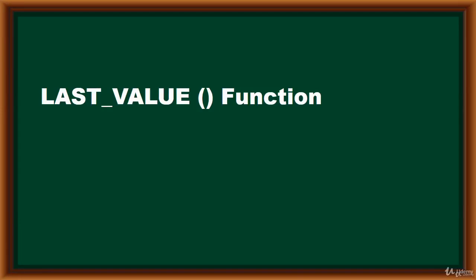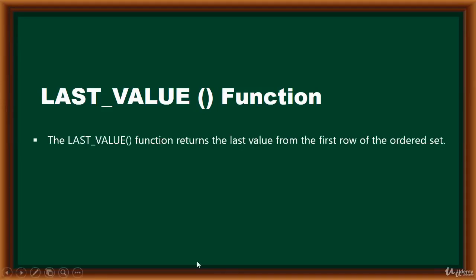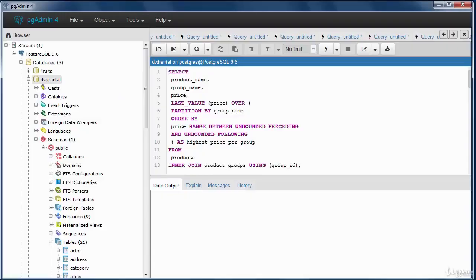Hello and welcome. In this video, I'm going to show you how the last_value function works. This window function works in the opposite way to the first_value function. So what does the last value function do? It basically returns the last value from the last row of the result set. So let me illustrate with a query.